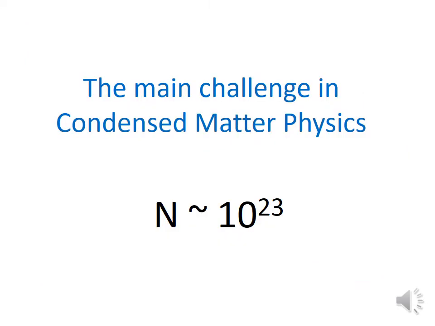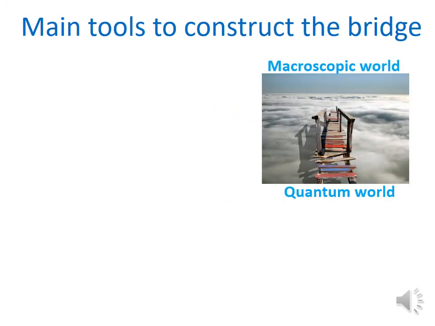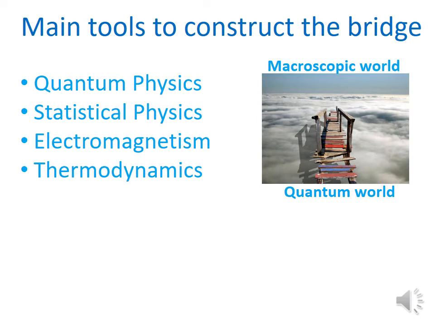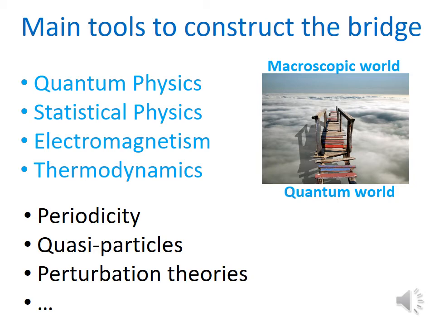So the main challenge in condensed matter is that we are going to deal with a number of particles in interaction that is really huge, comparable with Avogadro's number. So fortunately, physics has all the necessary tools to construct this bridge between the quantum world and the macroscopic world. Of course, quantum physics itself, statistical physics because we are dealing with a large number of particles, electromagnetism because of the nature of the interaction of many of these particles, thermodynamics, which is the macroscopic view of all the interactions between particles, and other tools like periodicity, the use of quasi-particles, that is a way to treat many particles as a single one, and perturbation theories and other mathematical methods.